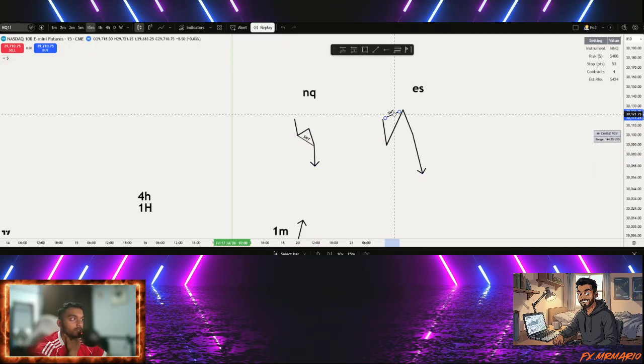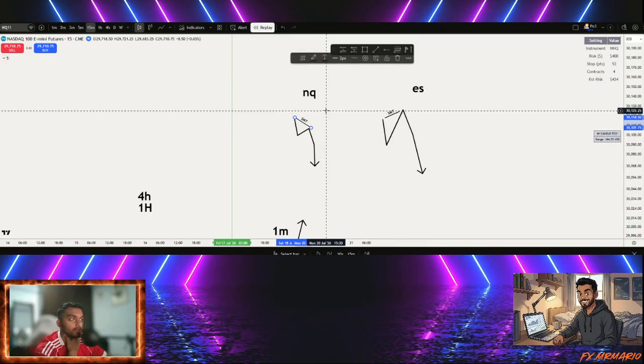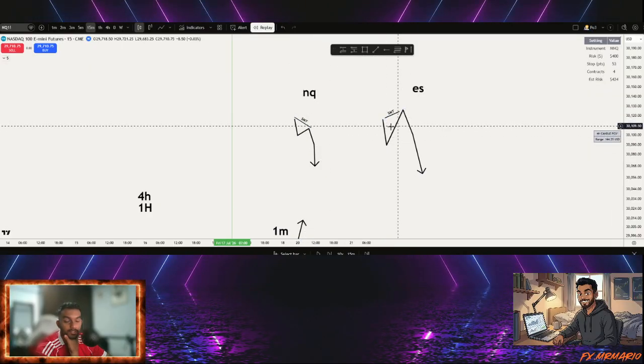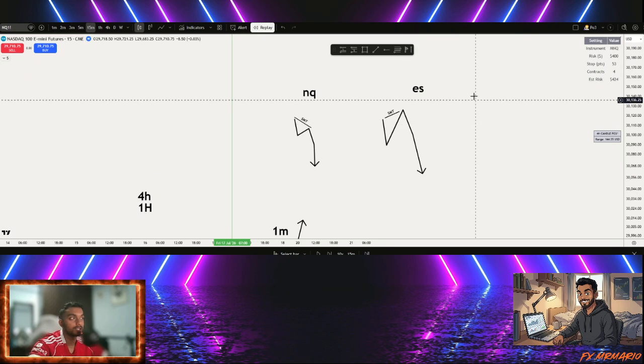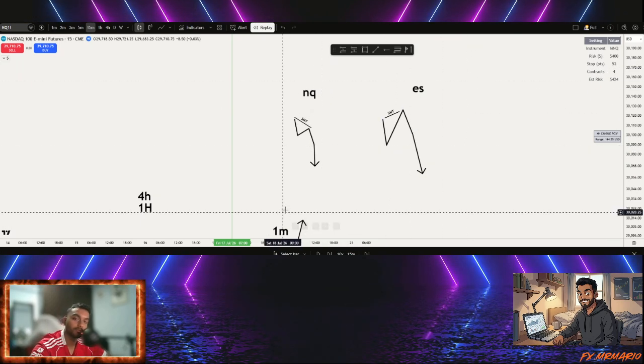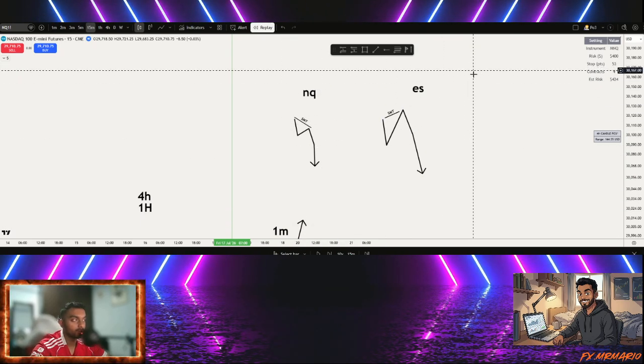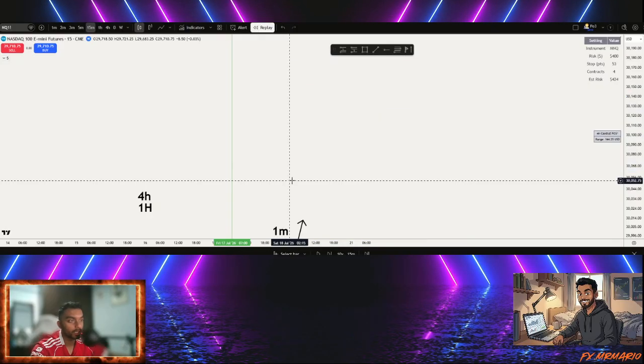Cool. If the same thing happens, right, NQ does not sweep but ES sweeps, that's called a bearish SMT, and that means that price is going down. So bullish SMT will be below, bearish SMT will be above. That is the simplest way that I can explain.